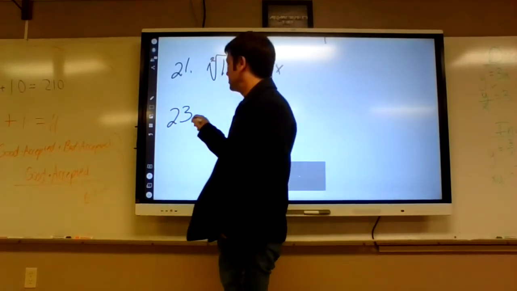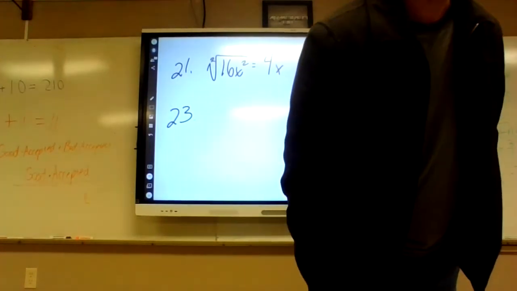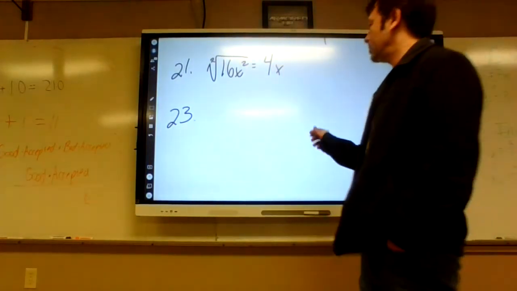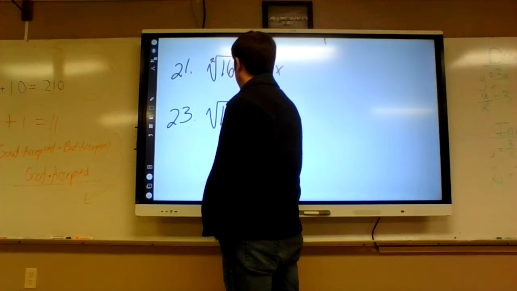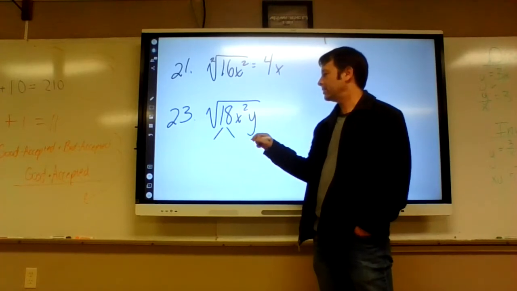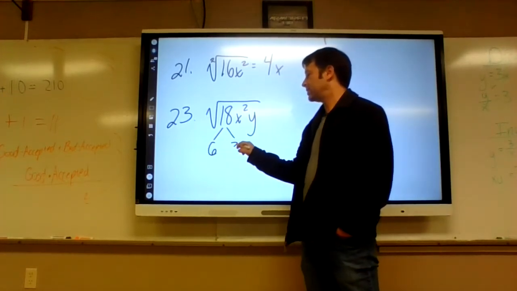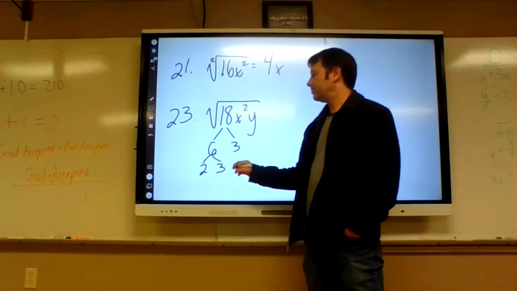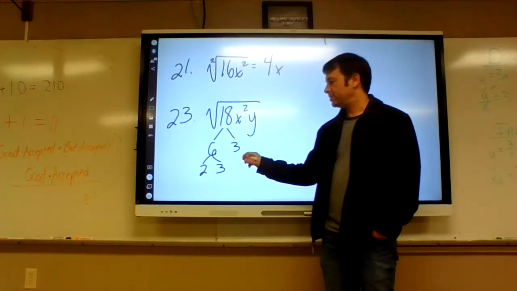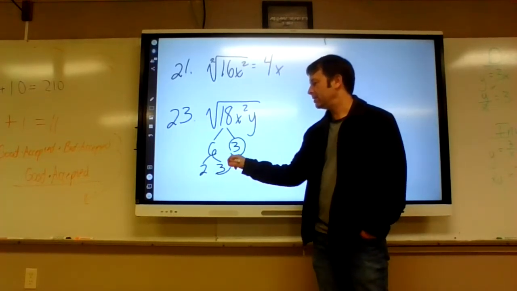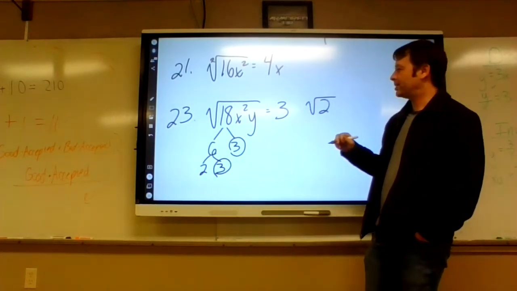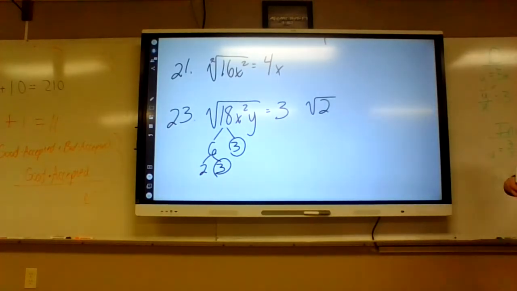Okay, we're almost done. 23 is probably the trickiest of the ones we've done so far. 18x squared y. Okay, is there a nice square root of 18? No, so we're going to have to do the tree on that guy. 6 and 3. Or you could use your calculator. But since there's letters involved, the calculator won't do it all. So, you remember how we did this? 3, 2, square root of 2. But I'm leaving a gap, because we're going to do the letters.